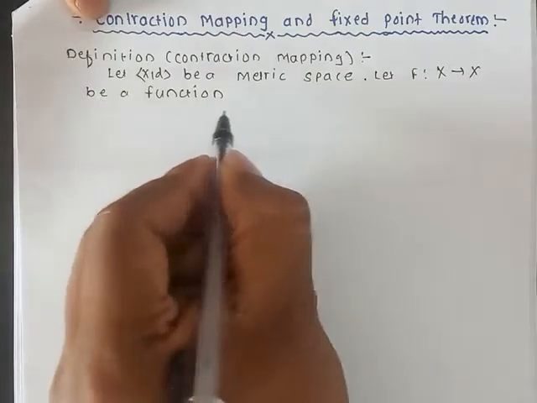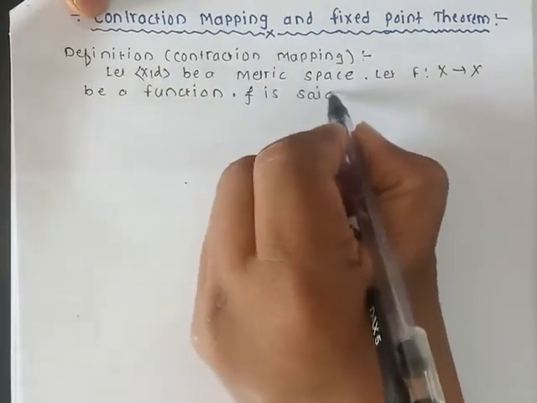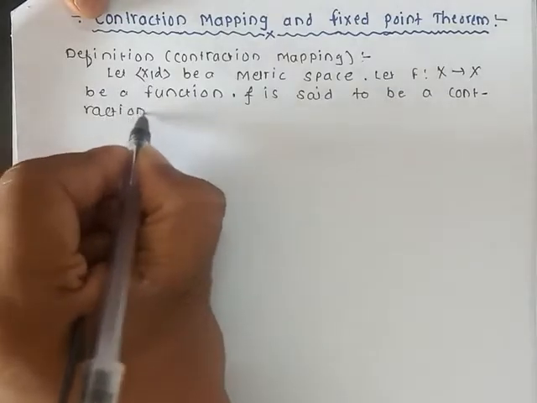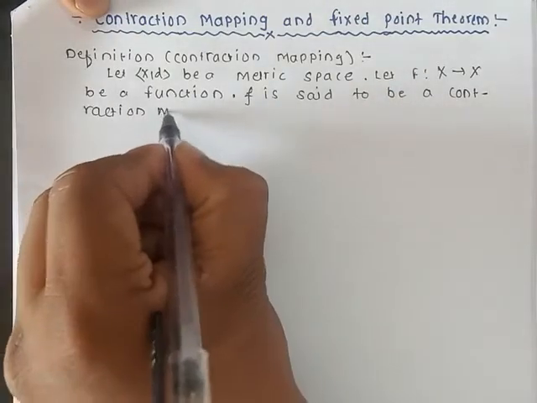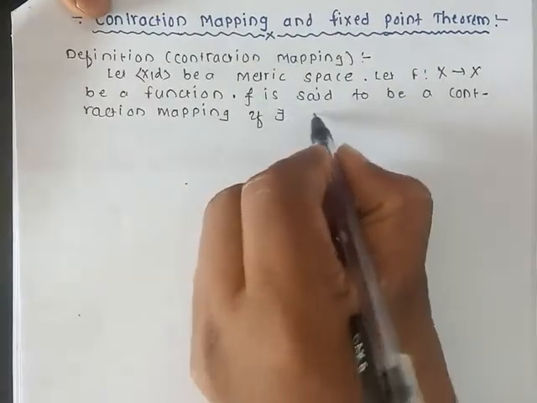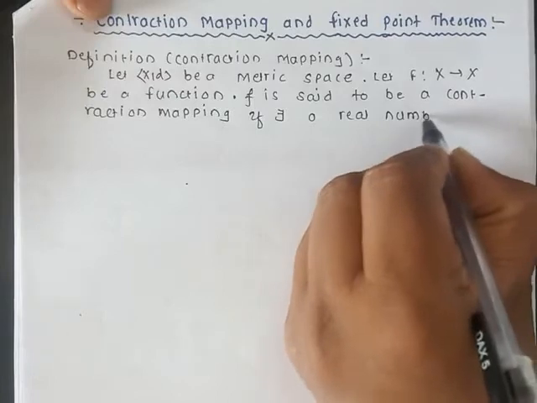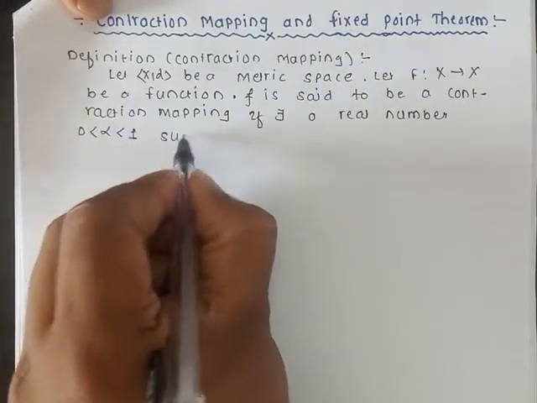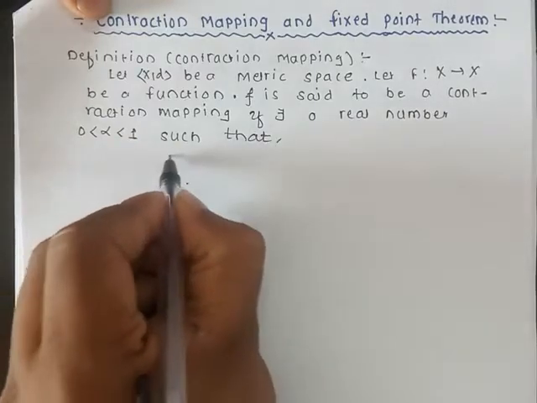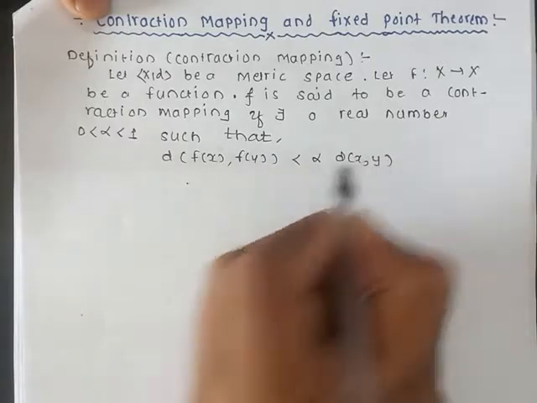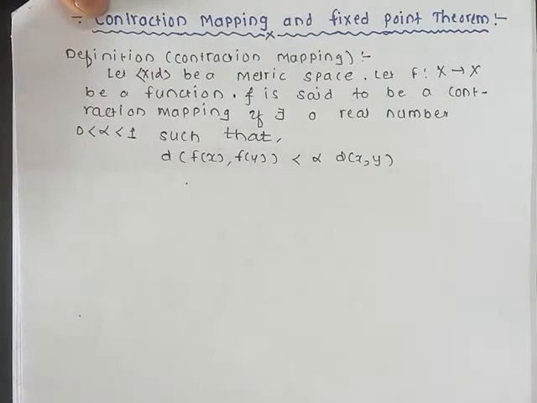f is said to be a contraction mapping if there exists a real number alpha lying between 0 and 1 such that the distance between f of x and f of y is less than or equal to alpha times the distance between x and y.